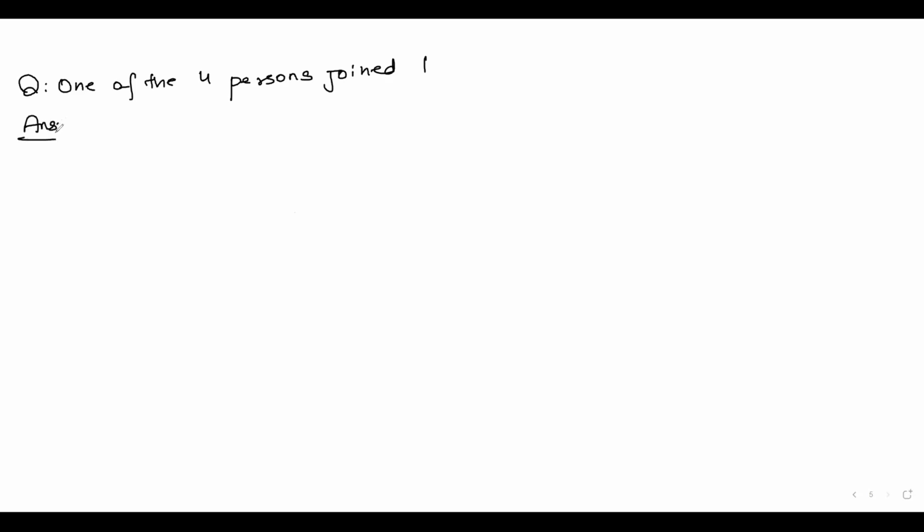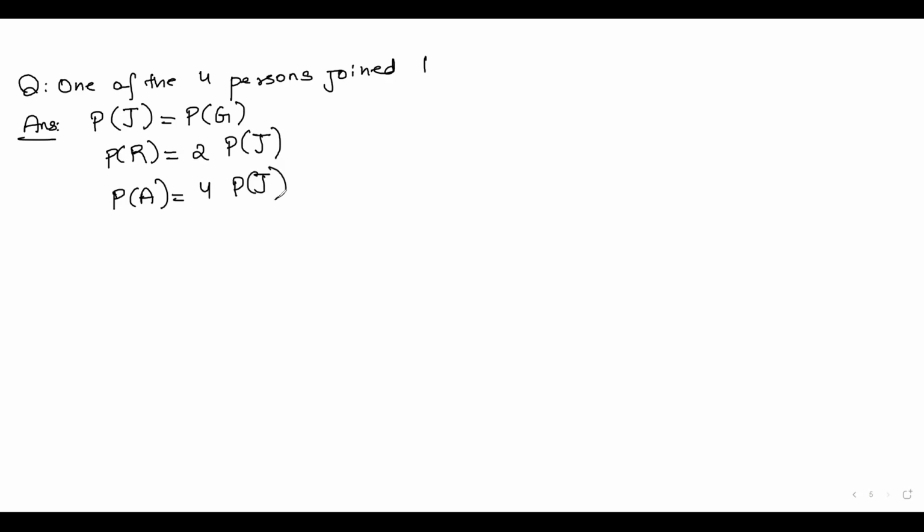Please check here, Yusra. The question is: one of the 4, John, Rita, will be promoted next month. So they have given the sample space. Now they're saying that the chances mean probability. The probability of John's promotion is the same as that of Gurpreet. This is given. Rita's chances of promotion are twice as likely as that of John. Aslam's chances are 4 times that of John. So this is clear up to here.